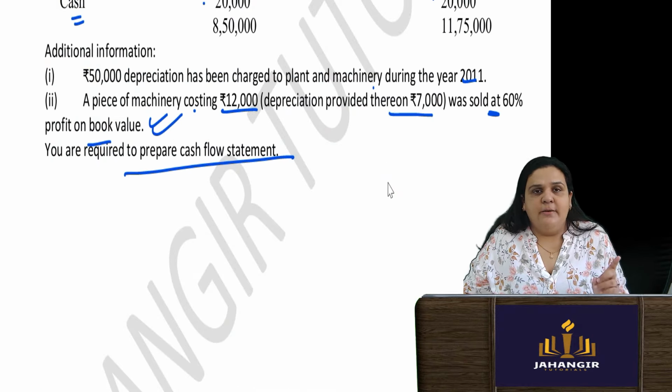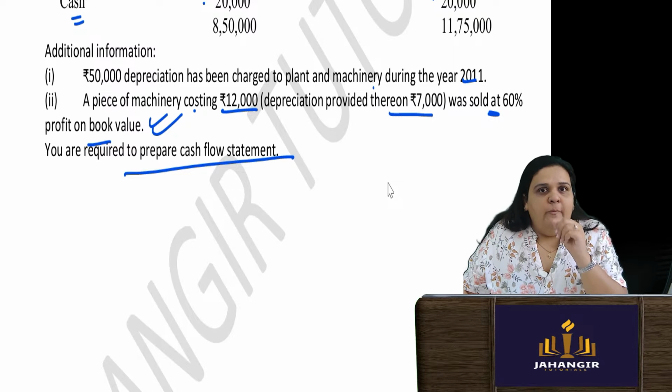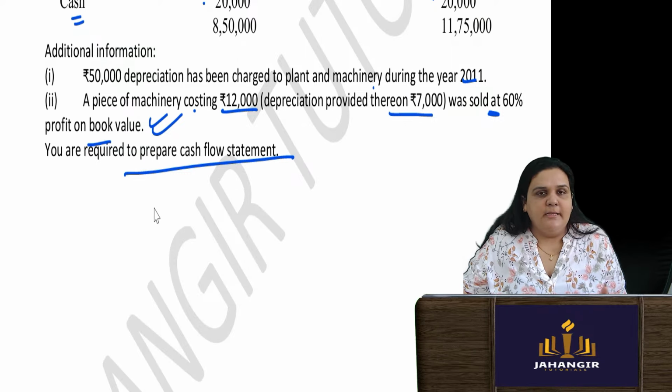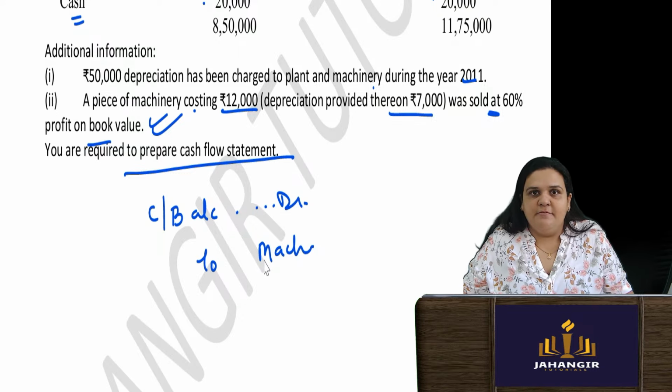And there is one machinery which I have sold. Whenever I will sell a machinery, I will get money, no? I will get money, cash or bank. I will get that money. And what will go out? That machinery will go out. And profit or loss on the sale of machinery, then we will get.